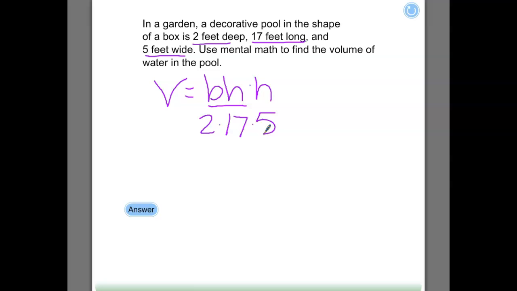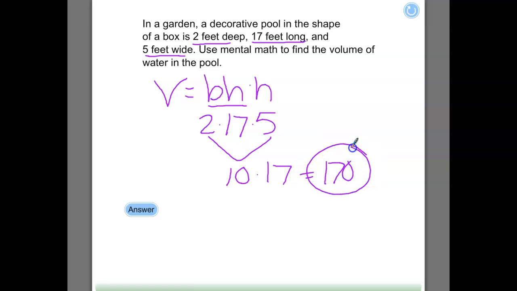We can do in our head 2 times 5, which gives me 10, times 17 to get an answer of 170. So pairing together to make it easier on yourself.